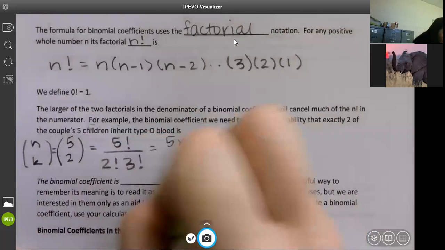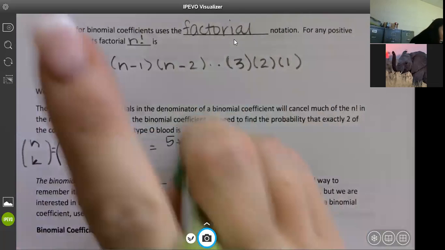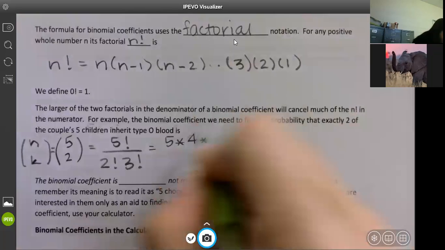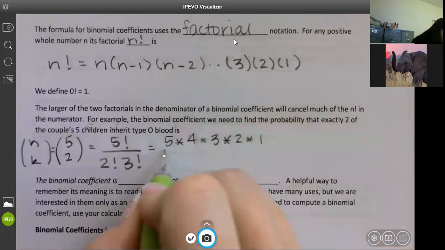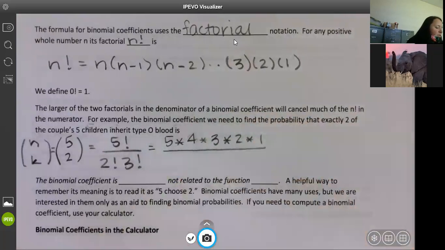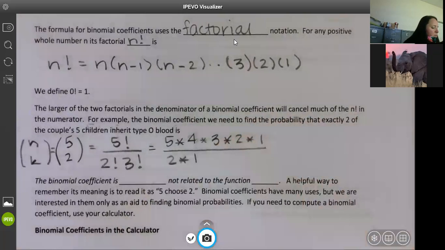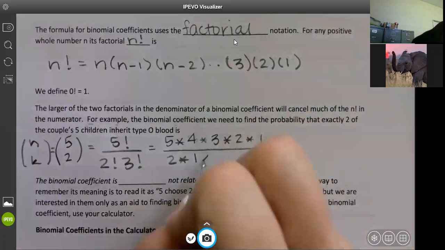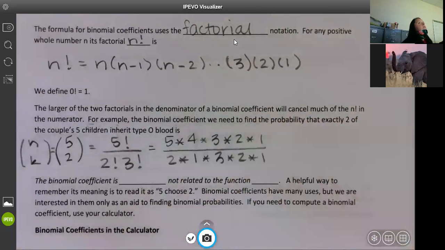That means that on the top, you'll have 5 times 4, times 3, times 2, times 1. On the bottom, you'll start with 2 and go down to 1, so 2 times 1. Then you'll do your 3, 3 times 2 times 1. So what it says is most of your bottom will cancel out your top.